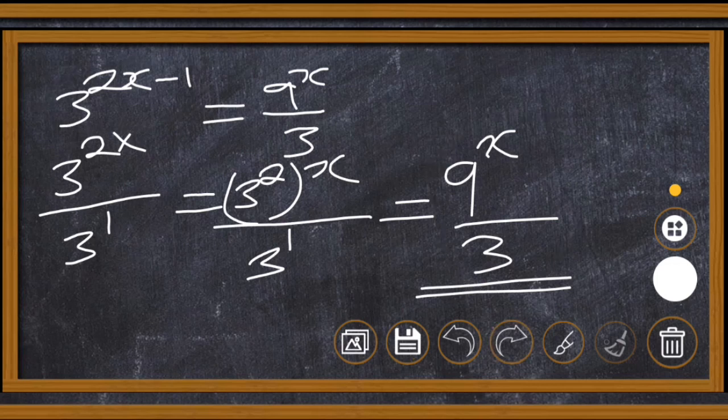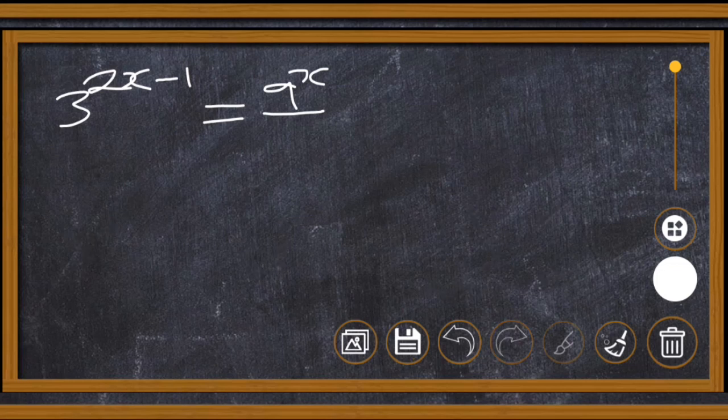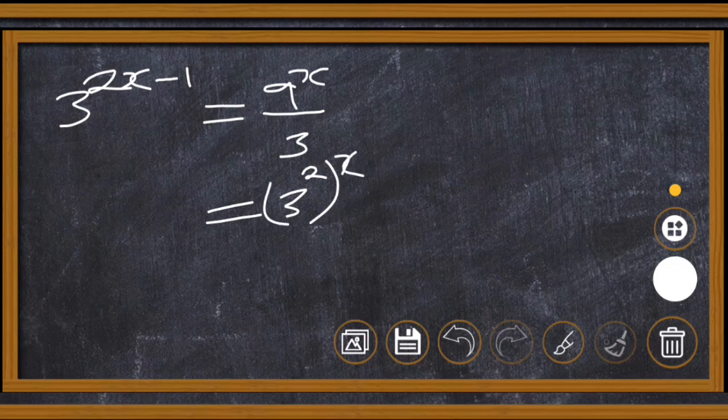Let's try to prove the right side also. So let's just remove this and then try to prove the right side. So the right side we have is 9 power x over 3. So let's try to show if this can produce this. So here we have 9 power x. So 9 power x can also be reduced as 3 power 2. Here we have x and then over 3.